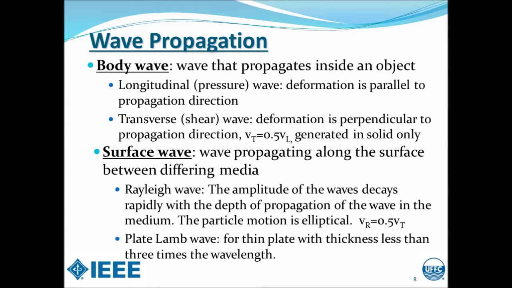We must also discuss wave propagation. There are two types that we will discuss here. Body waves, which are waves that propagate inside an object, and surface waves, which are waves propagating along the surface of a medium. Body waves can break down into longitudinal waves and transverse waves, whereas surface waves break down into Rayleigh waves and plate-Lamb waves. Both types will be discussed in further detail in the following slides.